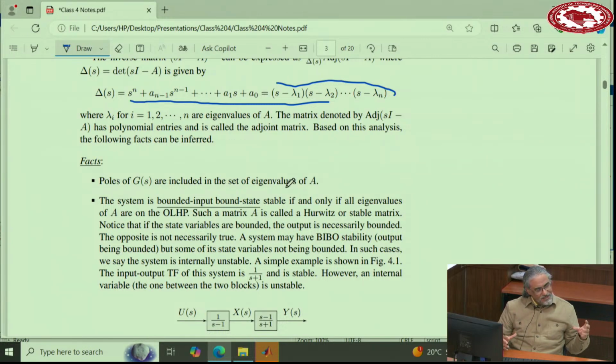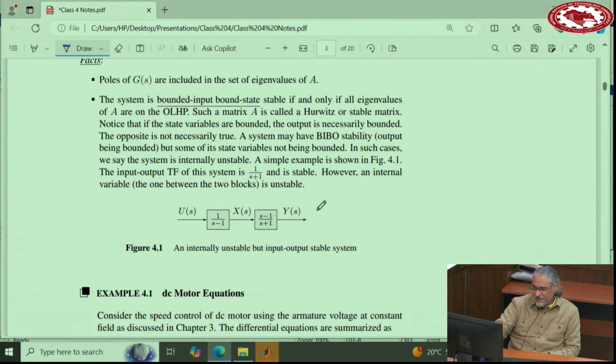What does this mean? In transfer function, maybe you are stable, but in a state space, you are not stable. What does this mean? This means, if I want to show you in a very simple example here, if you look at this system, we have a subsystem here, which is unstable, obviously, because it has 1 over s minus 1, and another subsystem, which is stable. This one has one pole, which is unstable, and this one has one pole, which is at -1 and is stable. Now, what is the transfer function from here to here?